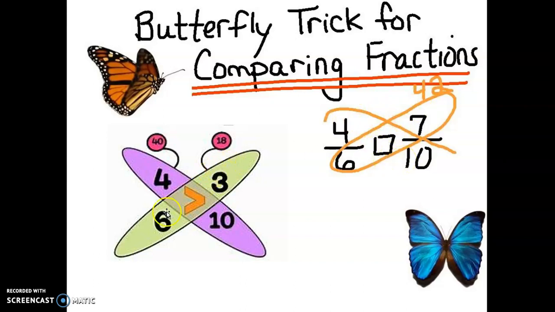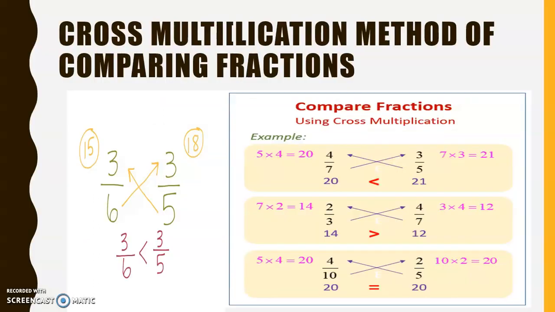We can see here also, we have to compare 4 by 6 with 3 upon 10. So again we'll make the wings and we will multiply. 6 threes are 18 and 10 fours are 40. 40 is a greater value here. So the fraction 4 upon 6 is of greater value than 3 upon 10, or 4 upon 6 is greater than 3 upon 10. Let me show you.